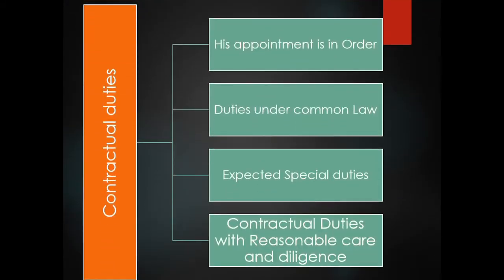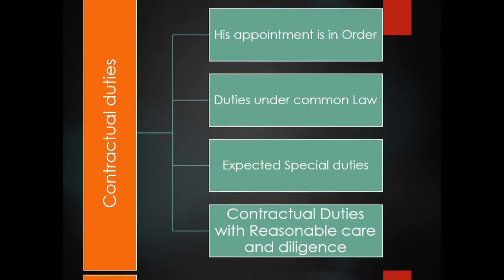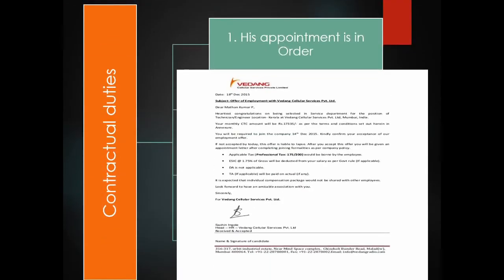Like he has to make sure his appointment is in order, duties under common law, expected special duties under common law, and contractual duties with reasonable care and diligence. We can study these four major duties in a little bit lengthier version. First one, his appointment is in order. It is the duty of the auditor to make sure that his appointment is in order, as per the provisions of the laws prevailing in that country.